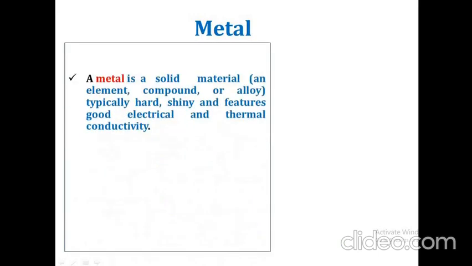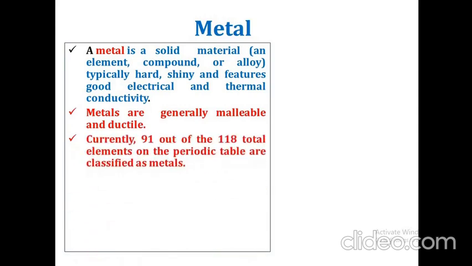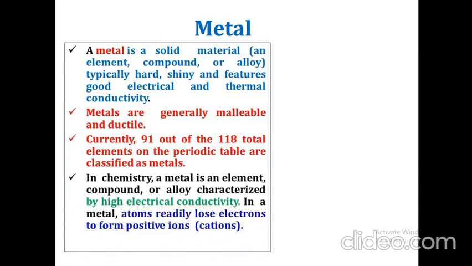So metals are solid, maybe element, compound or alloy, typically hard, shiny and featuring good electrical and thermal conductivity. They are generally malleable and ductile. Currently 91 out of 118 total elements on the periodic table are classified as metals. In chemistry, a metal is an element, compound or alloy characterized by high electrical conductivity. In metals, atoms readily lose electrons to form positive ions.